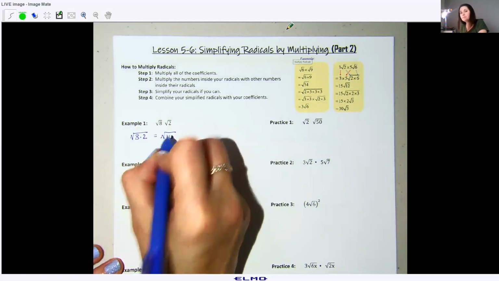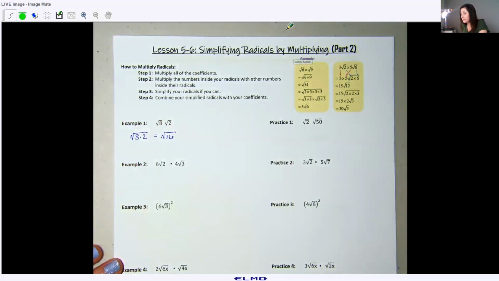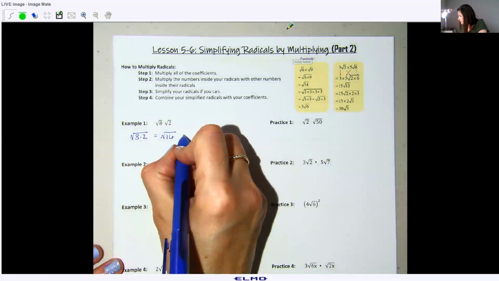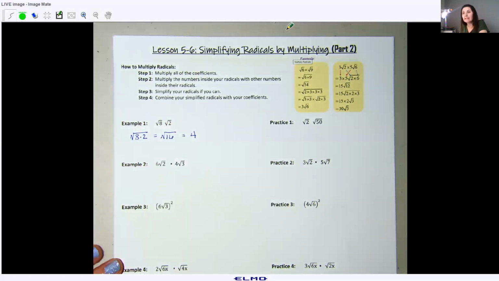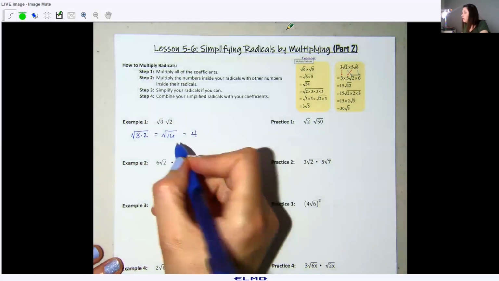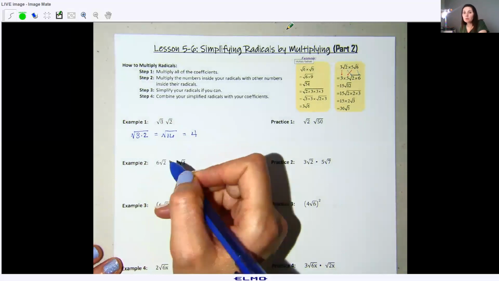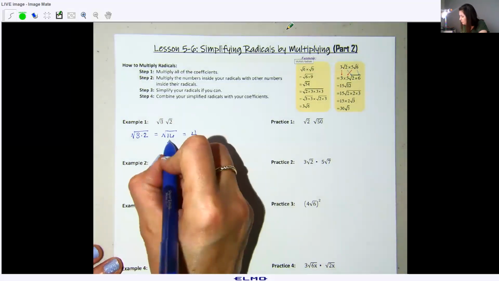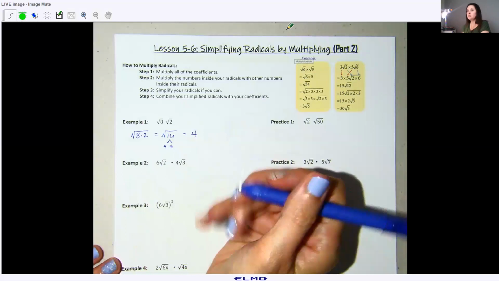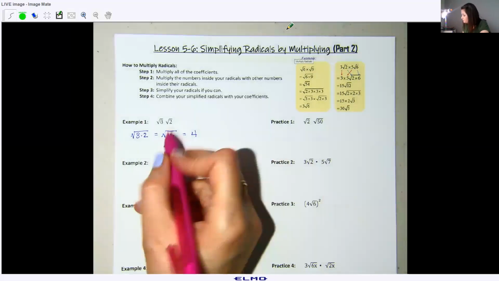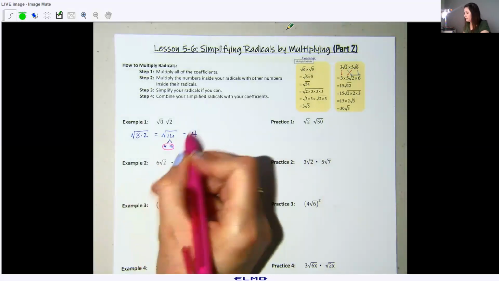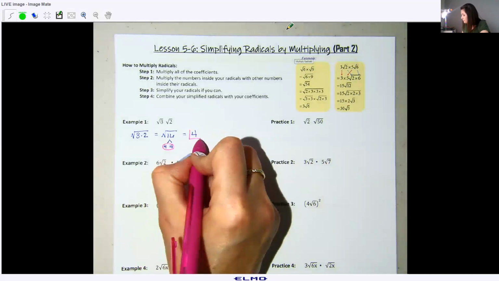and that gives me the square root of 16, and then the square root of 16 is 4, and that is the first problem. Now, if you did not know that the square root of 16 was 4, you could factor it out, and you end up with 4 times 4, and that's how we got our answer of 4.